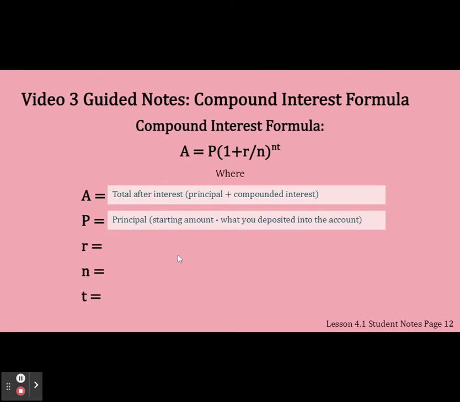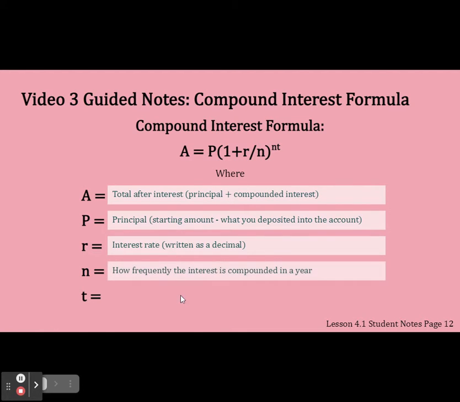P is the principal, which is just your starting amount. That's what you are depositing into the account. R is your interest rate, and we're going to write that as a decimal. N is how frequently the interest is compounded in a year. So you might have interest that's compounded daily, weekly, bi-weekly, monthly, quarterly, something like that. And then T is the actual number of years. So take a second and write that down in your notes.